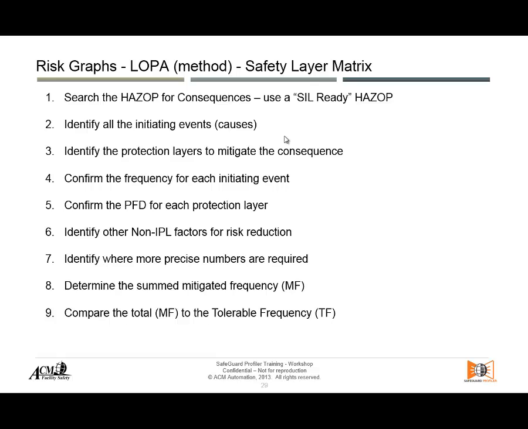and then finally we compare the total tolerable frequency. We divide that by the total mitigated frequency, and if there's any gap we will see it there as a number that is not 1. So TF divided by MF has to equal 1.